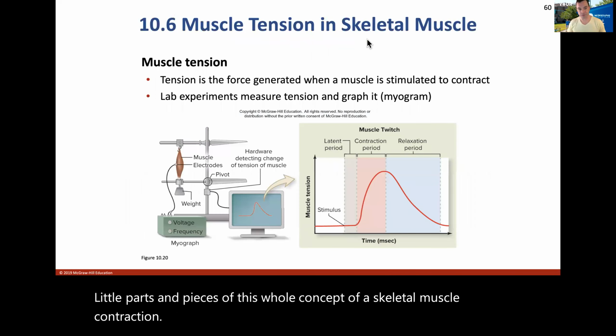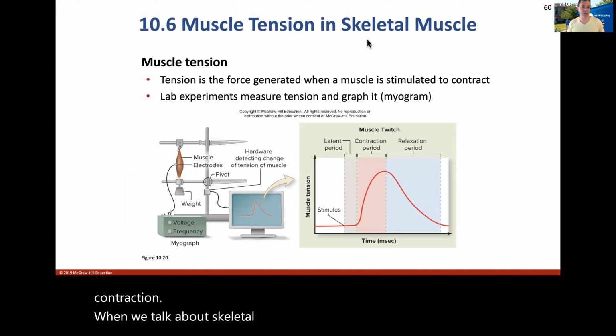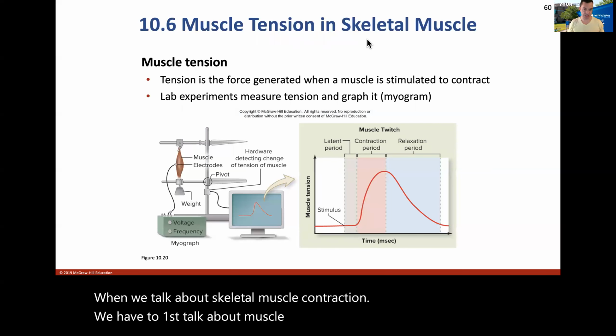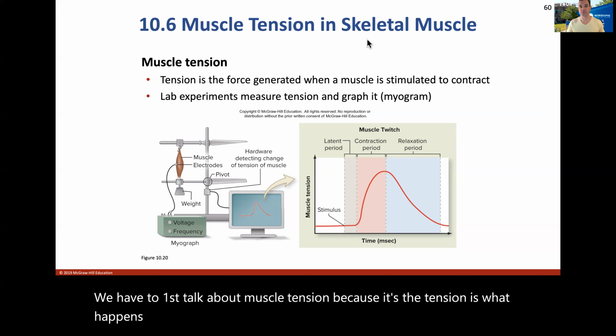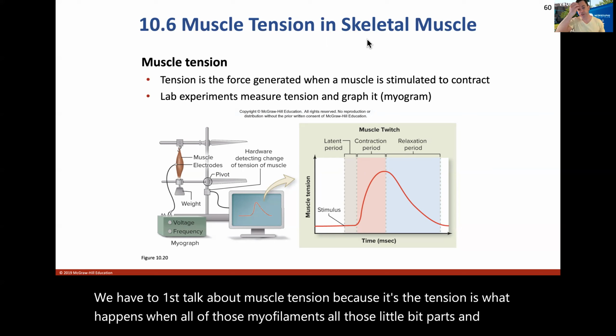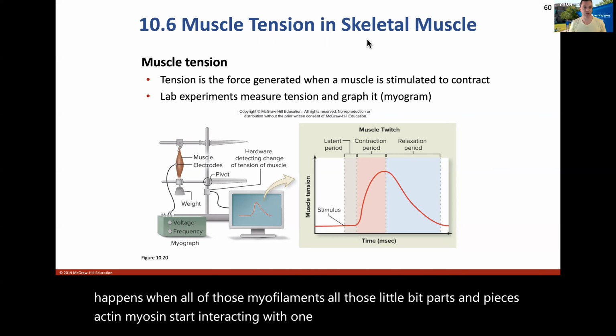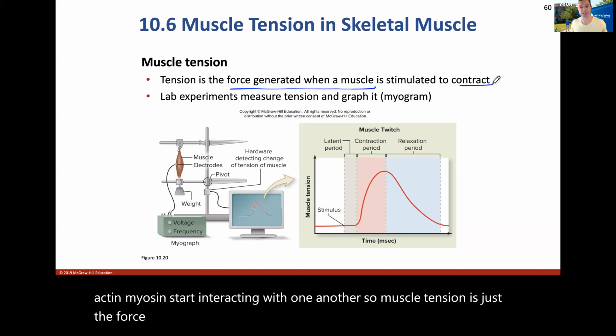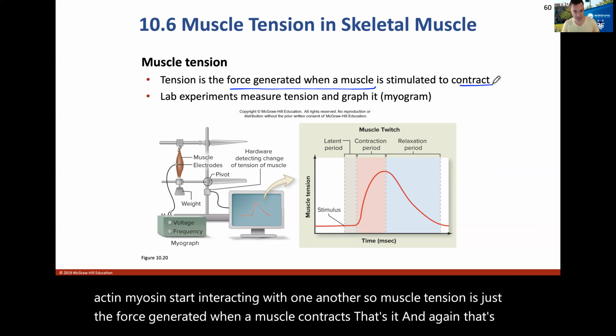When we talk about skeletal muscle contraction, we have to first talk about muscle tension, because tension is what happens when all of those myofilaments, all those little bitty parts and pieces, actin and myosin, start interacting with one another, okay? So muscle tension is just the force generated when a muscle contracts. That's it, okay? And again, that's the interaction between actin and myosin.